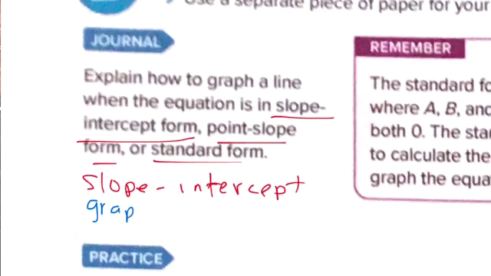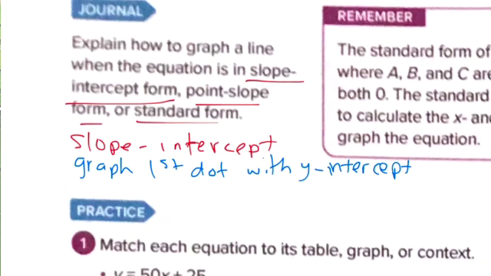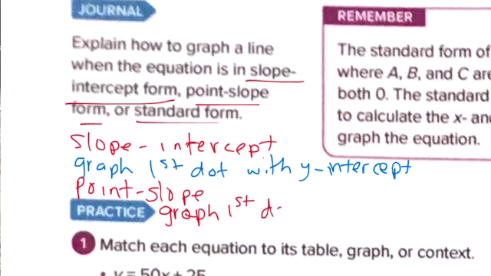Graph the first dot with the y-intercept. Okay, and then you use the slope the same way as point-slope, right? With point-slope, you graph with the first point, the first dot, using the point x sub 1, y sub 1, right?